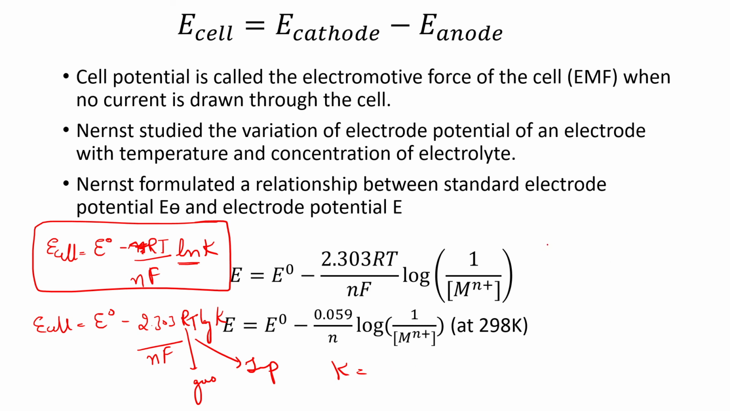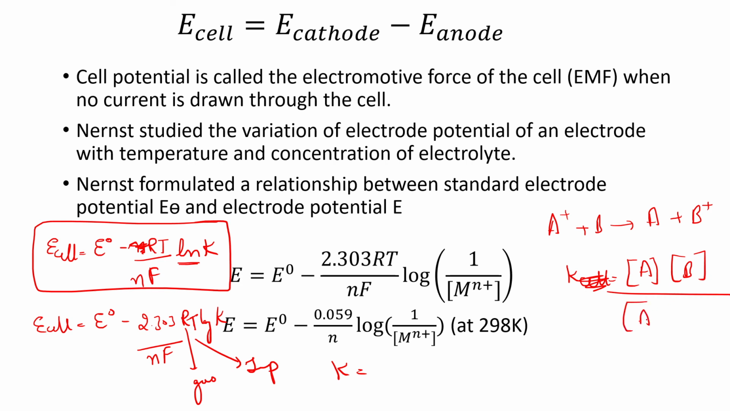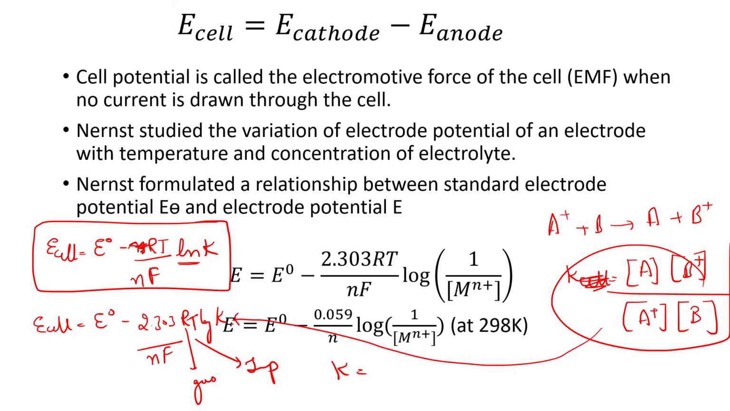That will be defined as follows: if you have A plus B converting into A plus B minus, then the equilibrium constant for the reaction is the product of the concentrations of the products divided by the product of the concentrations of the reactants. This is defined as the equilibrium constant that you are supposed to substitute in this equation over here.